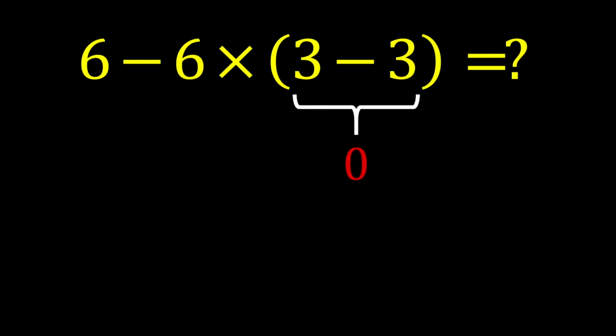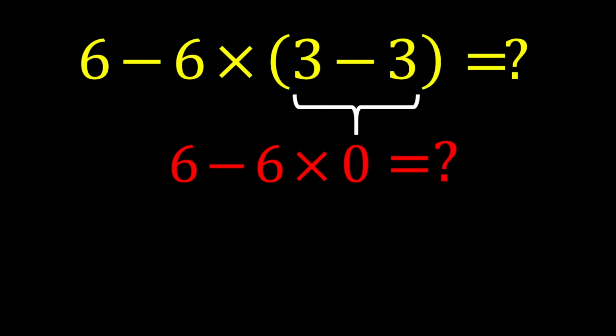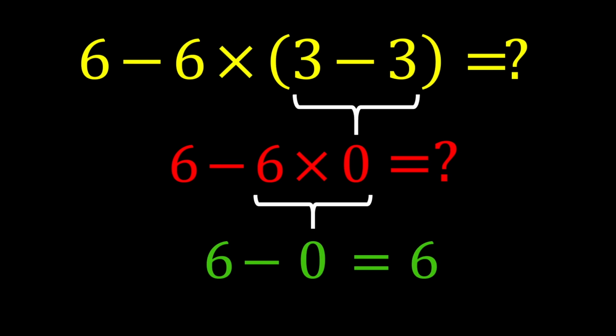3 minus 3 equals 0, and the expression becomes 6 minus 6 multiplied by 0. Now, we have a subtraction and a multiplication. According to PEMDAS, multiplication has a higher priority than subtraction, so we perform the multiplication first, and then, we do the subtraction. 6 times 0 equals 0, finally, 6 minus 0 equals 6, which is our final and correct answer.